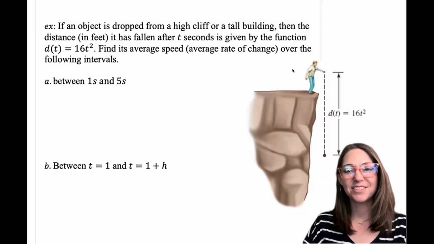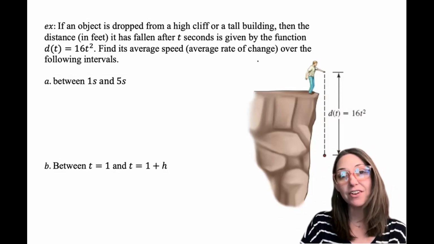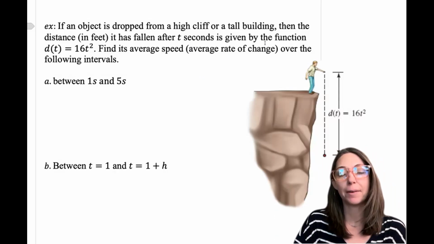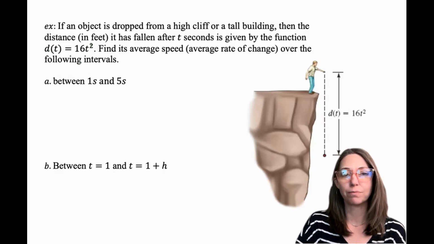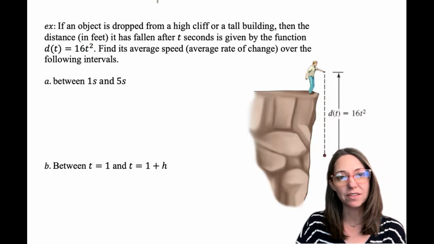Howdy guys! In this video, we're going to look at average rate of change and speed of an object, such as maybe a rock that has been dropped off of a cliff or maybe a high building. This is a fairly accurate equation for planet Earth. If an object is dropped from a high cliff or a tall building, then the distance in feet it has fallen after t seconds is given by the function d of t equals 16t squared.